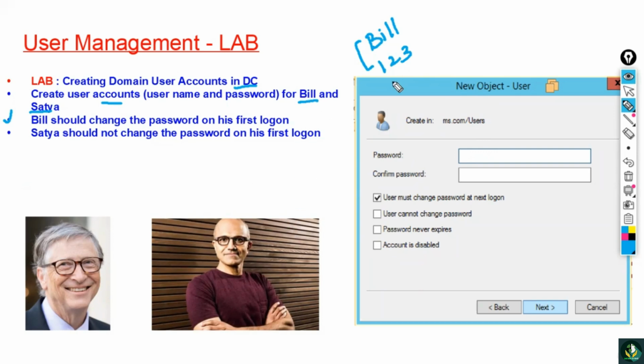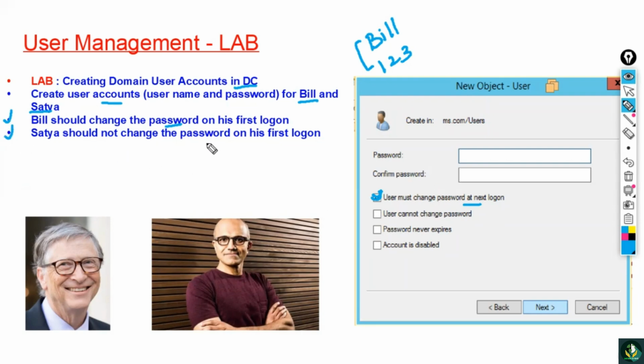Bill doesn't want to use our password. He wants to set his own password. So we will allow him to assign his own password. Bill should change the password on his first login. So which option will you select? You will select this option: User must change password at next logon. If you select this option, Bill will get one window. On that window, he will change the password.